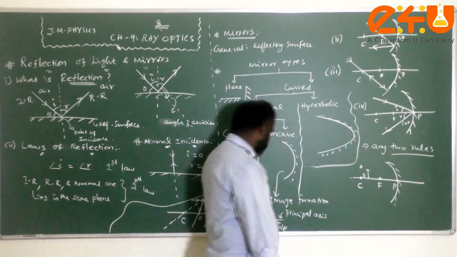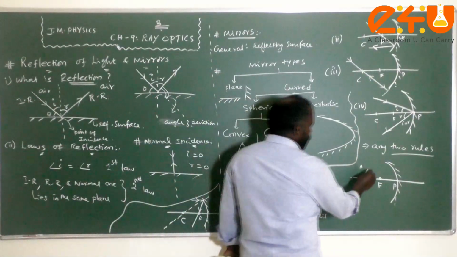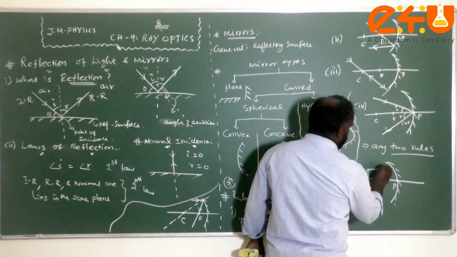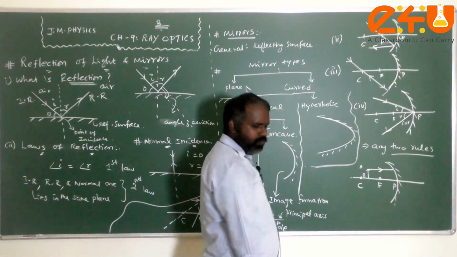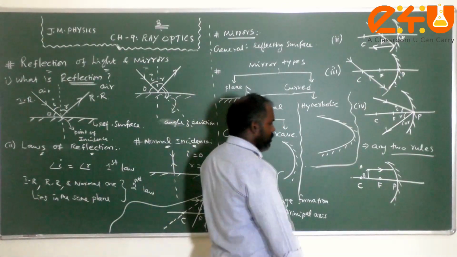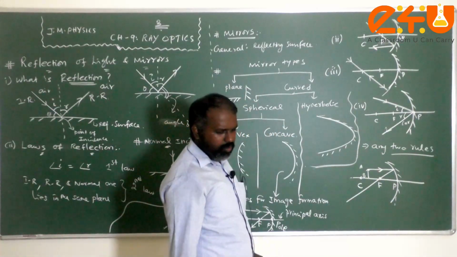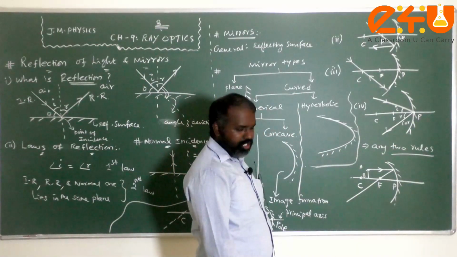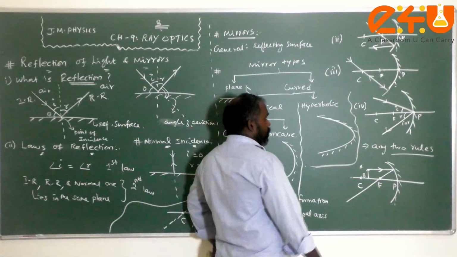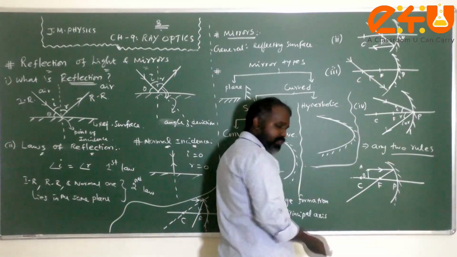So I am going to apply the first rule. That is our wish. Any rule you can use. Therefore, what did the first rule say, children? Whenever the incident ray is parallel to the principal axis, after reflection it passes through the principal focus. First rule. Any 2 rules we can use. That is our choice. As for example, I am going to consider another one, whichever is comfortable for us.